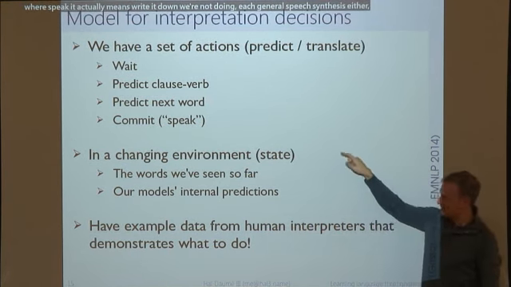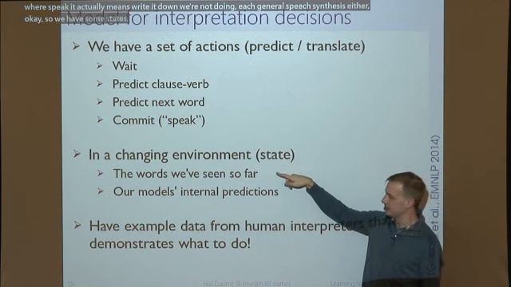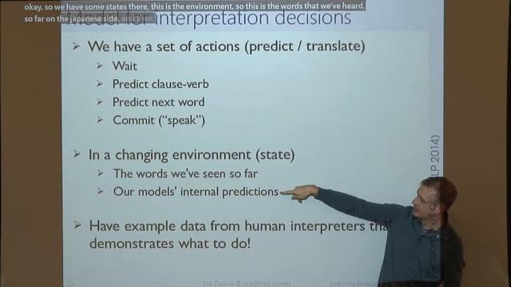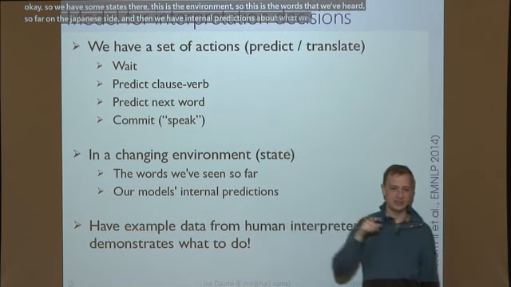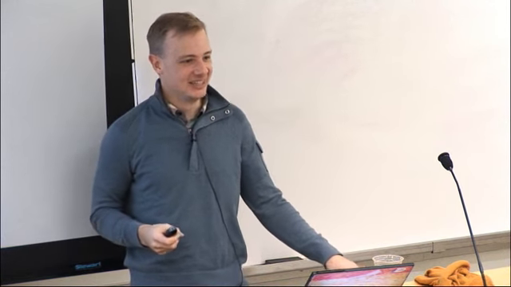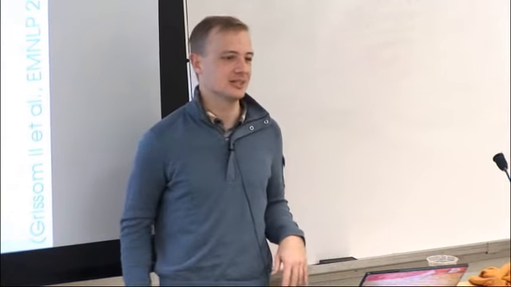Okay, so we have some state. This is the environment. This is the words that we've heard so far on the Japanese side. And then we have internal predictions about what we think the next words are going to be. Yeah? Do you have punctuation? We do not have punctuation. But you do have sentence boundaries? We have utterance boundaries, which is not exactly the same. Which in this case basically means long pauses.